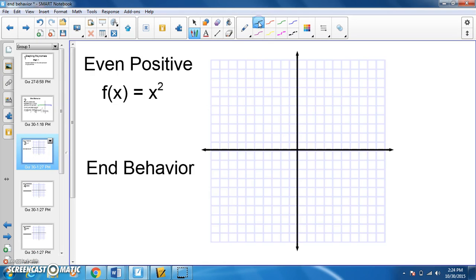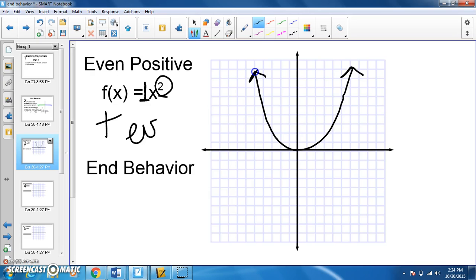I'm going to do a sketch of f of x is equal to x squared. So that is a parabola opening up. Our leading coefficient is 1, so it is positive, and our degree is 2, so we are even.